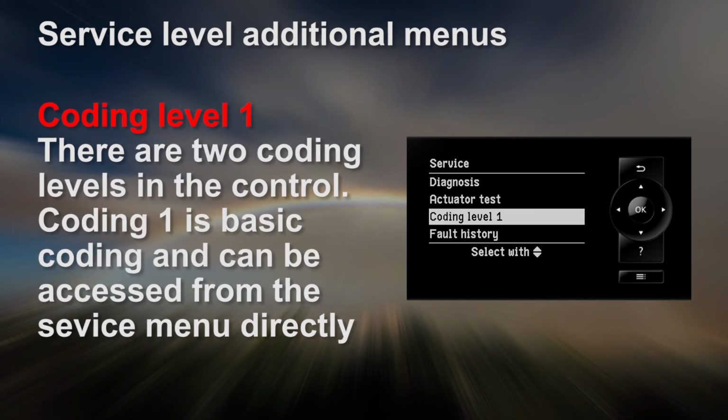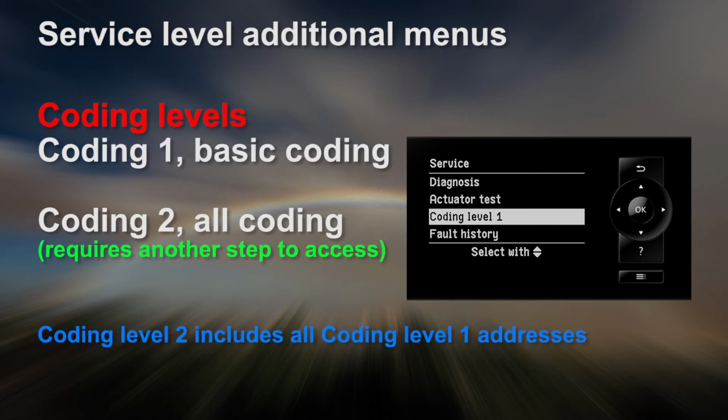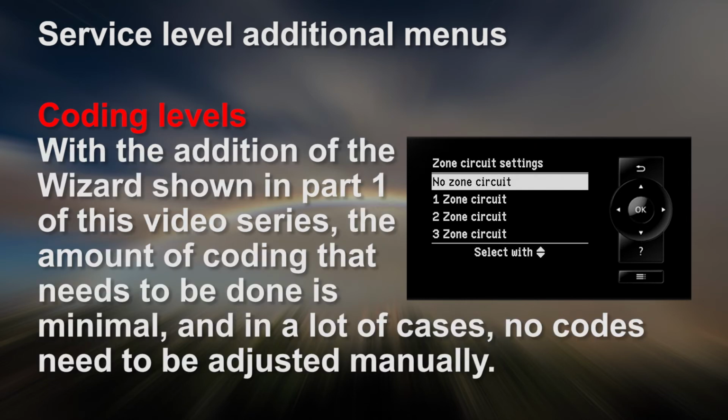Now let's take a look at coding. There are 2 coding levels in the control. Coding 1 is basic coding and can be accessed directly from the service menu, and coding 2 contains all coding. With the addition of the wizard shown in Part 1 of this video series, the amount of coding that needs to be done is minimal, and in a lot of cases, no coding needs to be adjusted manually.